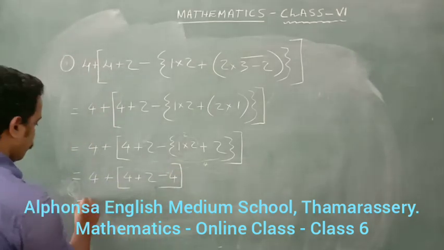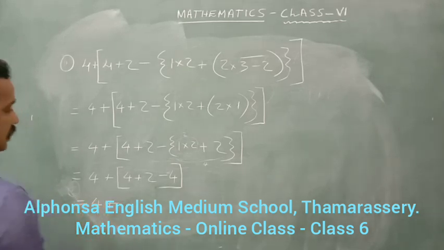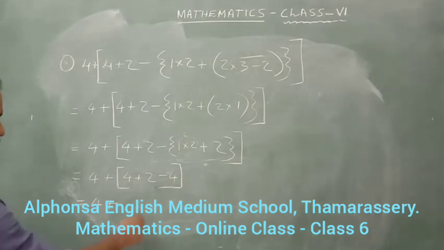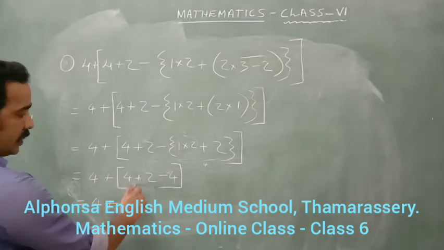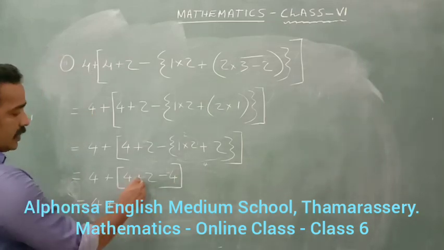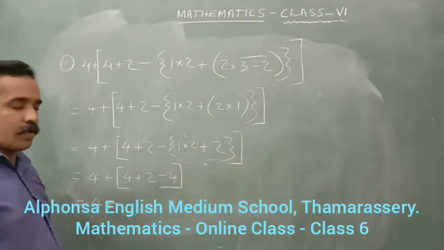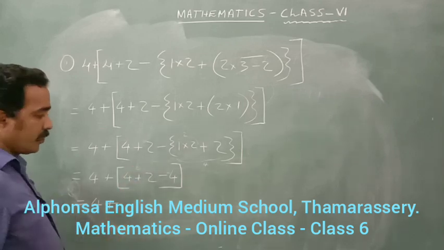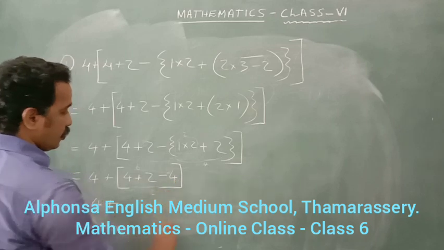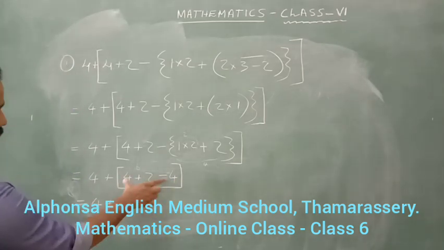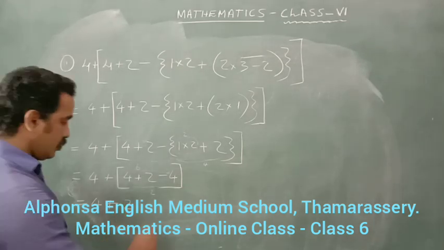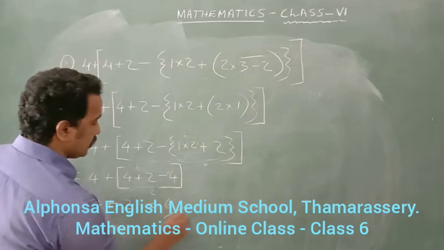Now next step, 4 plus, simplify inside this bracket. What is inside this? Addition and subtraction are there. From left to right, what is first? Addition is there. So 4 plus 2, 6. Then from that 6, minus 4, 2. So the answer of this bracket is 2 now. So 4 plus 2, the final answer is 6.